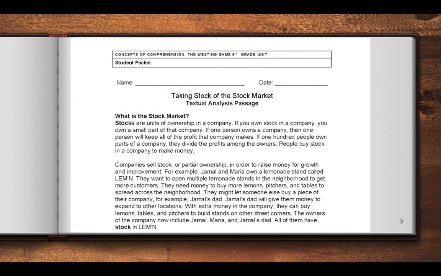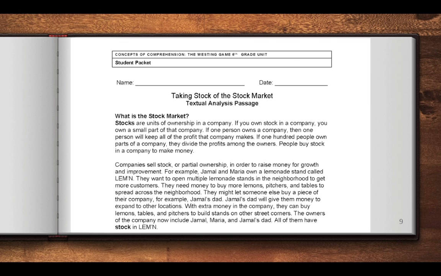Okay, so it says, Taking Stock of the Stock Market, textual analysis passage. What is the stock market? Stocks are units of ownership in a company. If you own stock in a company, you own a small part of that company. If one person owns a company, then one person will keep all of the profit that company makes. If 100 people own parts of a company, they divide the profits among the owners.